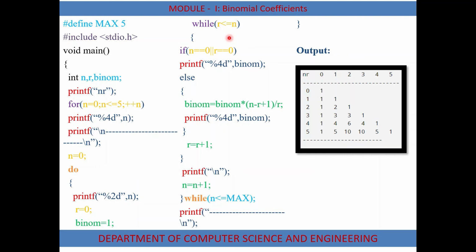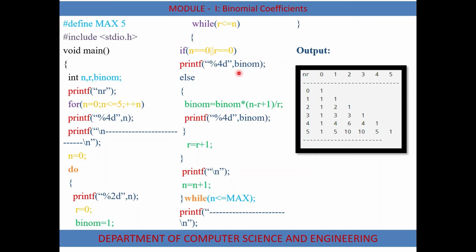Yes. So check this if condition. If n equal to 0 or r equal to 0, what is the value of n? That is 1. Is 1 equal to 0? No, that is false. Or is r equal to 0? Yes, the value of r is 0. So 0 equal to 0, yes, true. False or true, what is the result? That is true. So this condition is true.